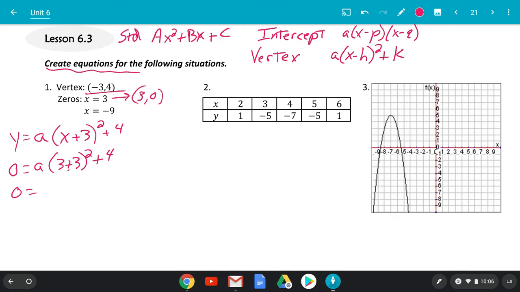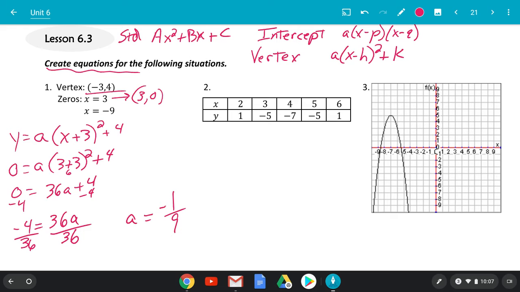So 3 plus 3 is 6. 6 squared is 36. So I have 36a plus 4, minus 4, minus 4. I have a negative 4 equals 36a. Divide by 36, divide by 36. So a equals negative, 4 goes into 36 9 times, so negative 1/9. So my equation then is y, or f of x, equals negative 1/9 quantity x plus 3 squared plus 4.